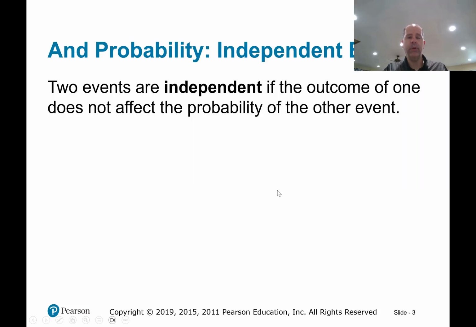Okay, so before we start, let's talk about independent events. We say that two events are independent if the outcome of one does not affect the probability of the outcome of the other event. Okay, so that's what we mean by independent. Now, if that's not the case, then we say that the two events, or three events, or however many events we're talking about, are dependent.